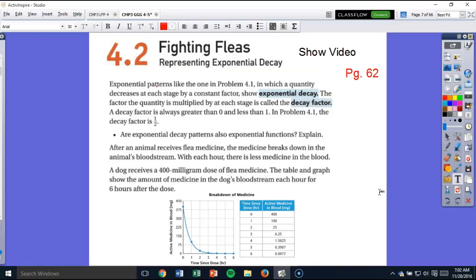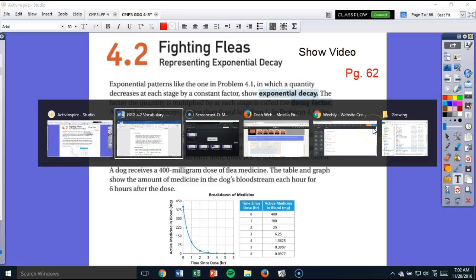According to the table, how much medicine was in the dog's blood initially, and then how much remained after 1 hour and after 2 hours? Now that you can kind of see a pattern, how would you describe the pattern of decline in the amount of active medicine in the dog's blood? Now, let me show you the video real quick.